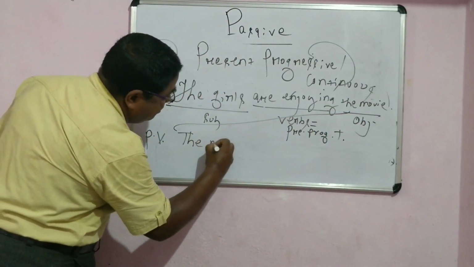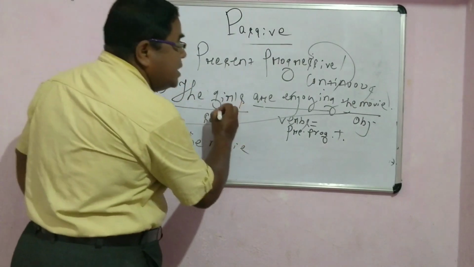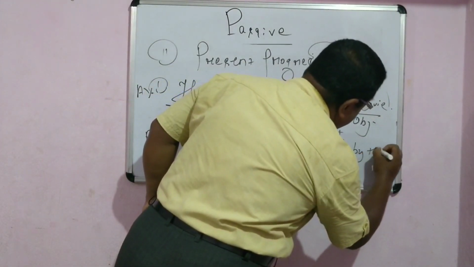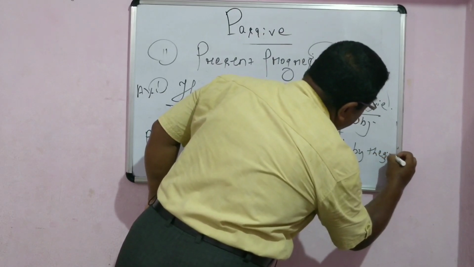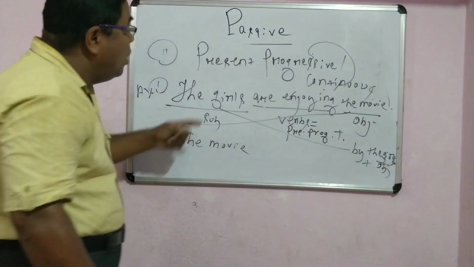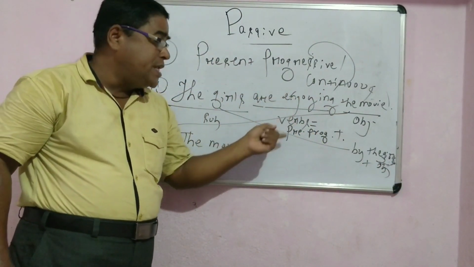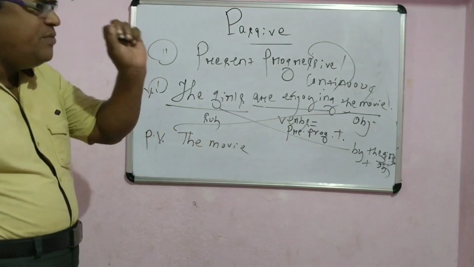So the movie. Similarly, the girls is the subject, and it can be changed into by the girls. By plus object. Here the girls is the object. Only you have to change the present progressive active into present progressive passive. That's a very simple rule.